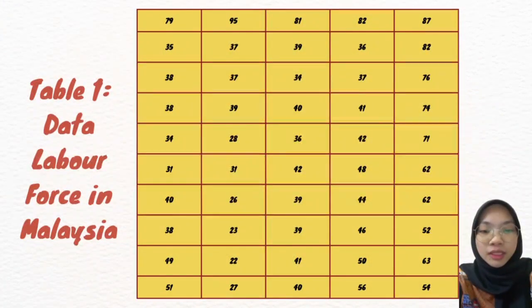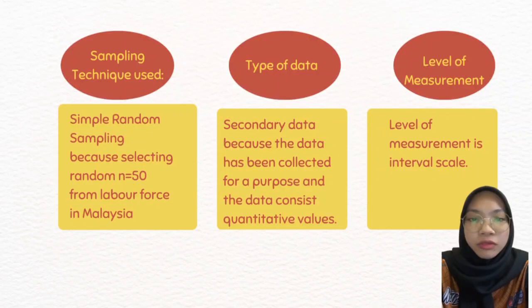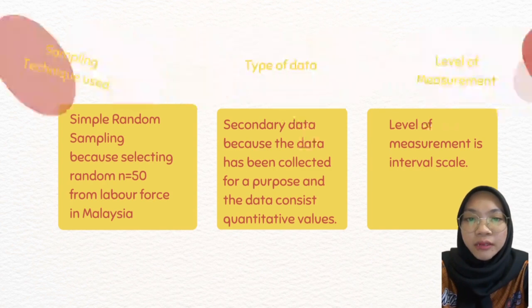Table 1 shows data on the labor force in Malaysia. The sampling technique used is simple random sampling because we selected a random n equal to 50 from the labor force in Malaysia. The type of data is secondary data because the data has been collected for a purpose, and the data consists of quantitative values. The level of measurement is interval scale.